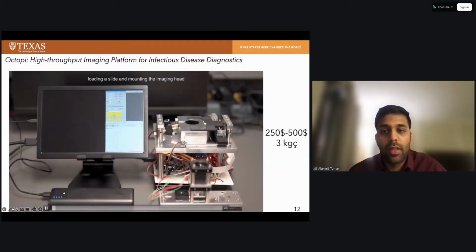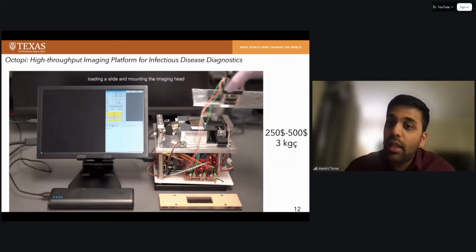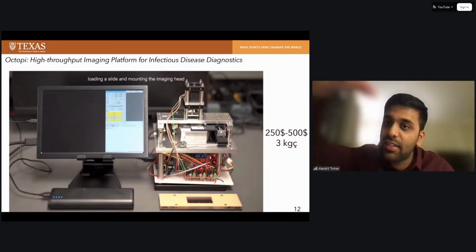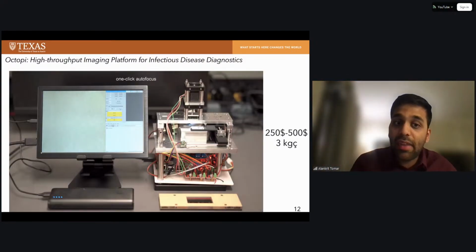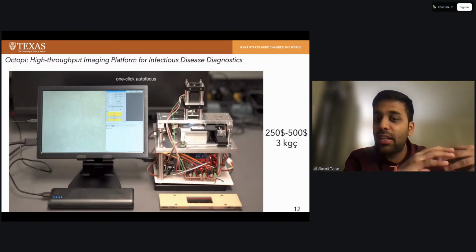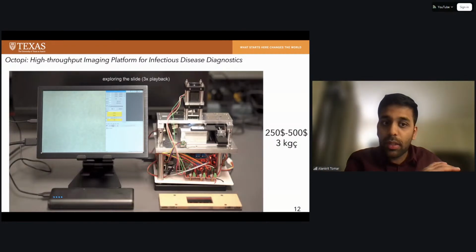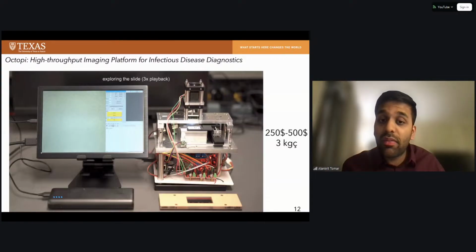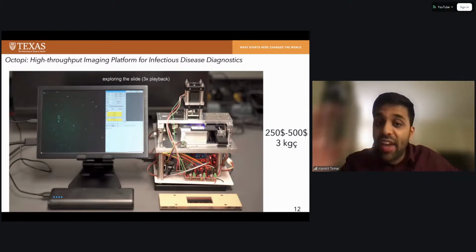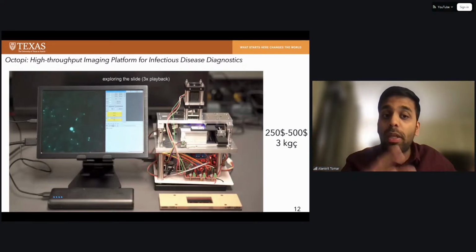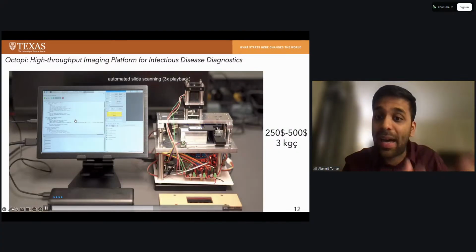Okay. So what you will see here, a slide is loaded on the scanning module. Then with the help of magnets, the imaging module is latched on. And then you can just investigate the blood sample, the cells in the blood sample at a really high speed. You can investigate about 1 million cells per minute, which is way faster than what a human can investigate. So you can see all the green that you saw were actually malaria parasites.